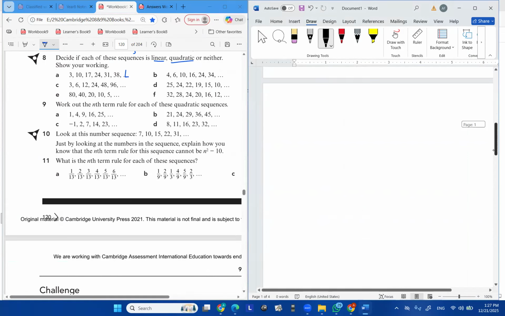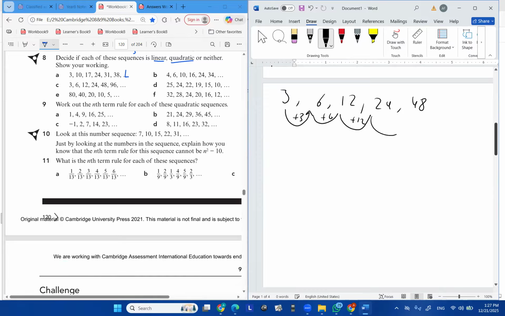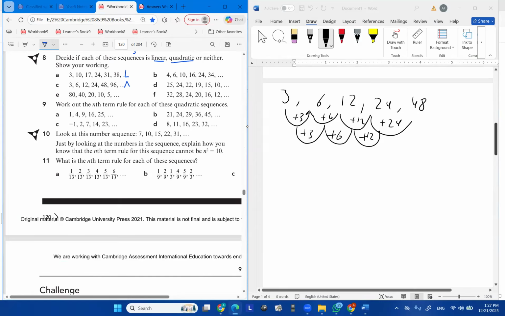Look at this here. It is 3, 6, 12, 24, 48. So here I added 3, added 6, added 12, added 24. The first differences are the same? No, then definitely non-linear. Let's check, is it quadratic or not? The second differences: add 3, then add 6, then add 12. Is it going to be quadratic? No, it is neither.